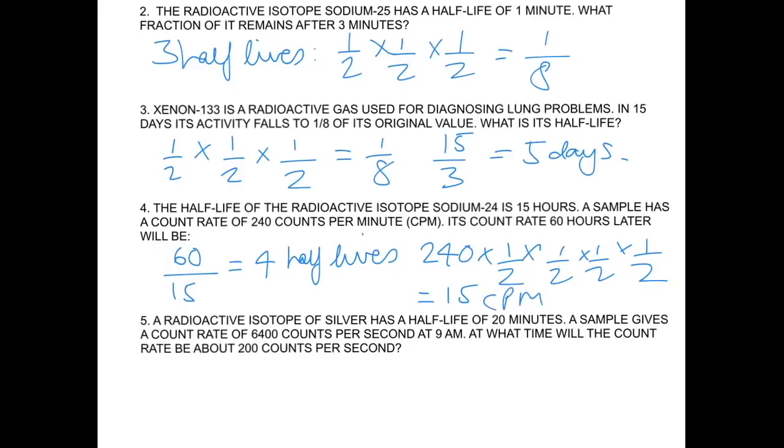Question 5. A radioactive isotope of silver has a half-life of 20 minutes. A sample gives a rate of 6,400 counts per second at 9 o'clock. At what time will the count rate be about 200 counts per second? Okay, this sounds hard, but again, just use trial and error to work out how many half-lives have occurred. So I'm just going to do 6,400 times a half, and I've got 3,200, so I'm going to times it by half again. And I'm going to keep going until I get to 200.